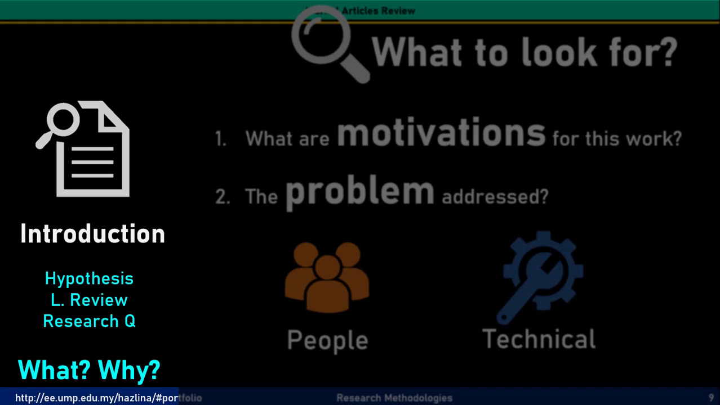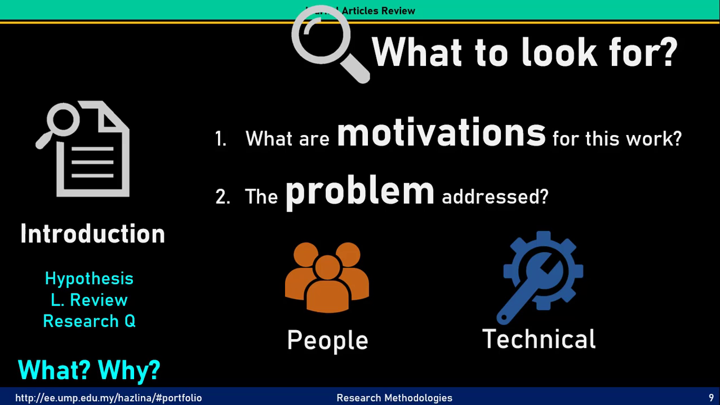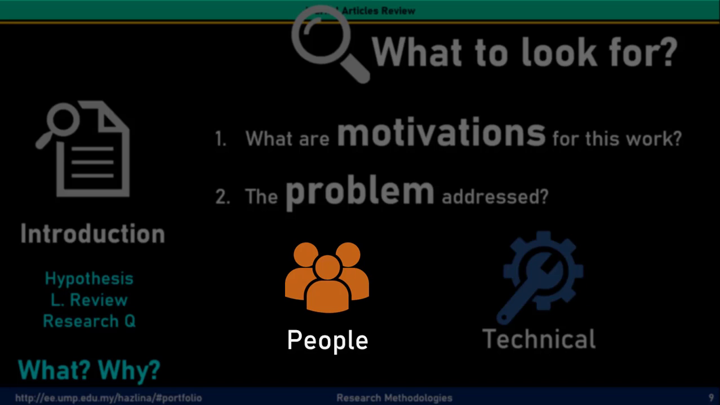The introduction contains the hypothesis, literature review, and research question, which basically try to address the what and why questions. What are the motivations for this work? Generally, there are two types of problems. The first one is the people problem. The people problem is the benefit that is desired in the world at large, for example, some issues of quality of life, such as saving time or increasing safety.